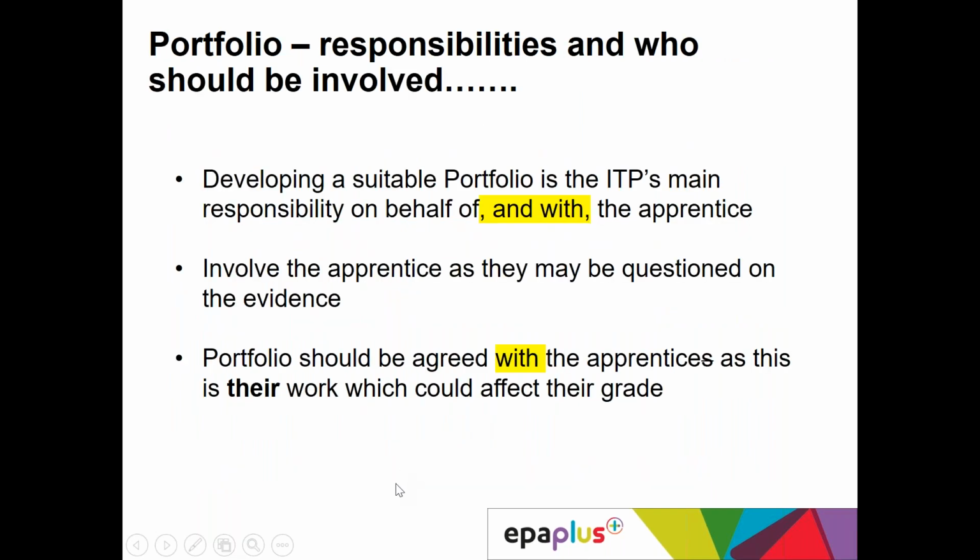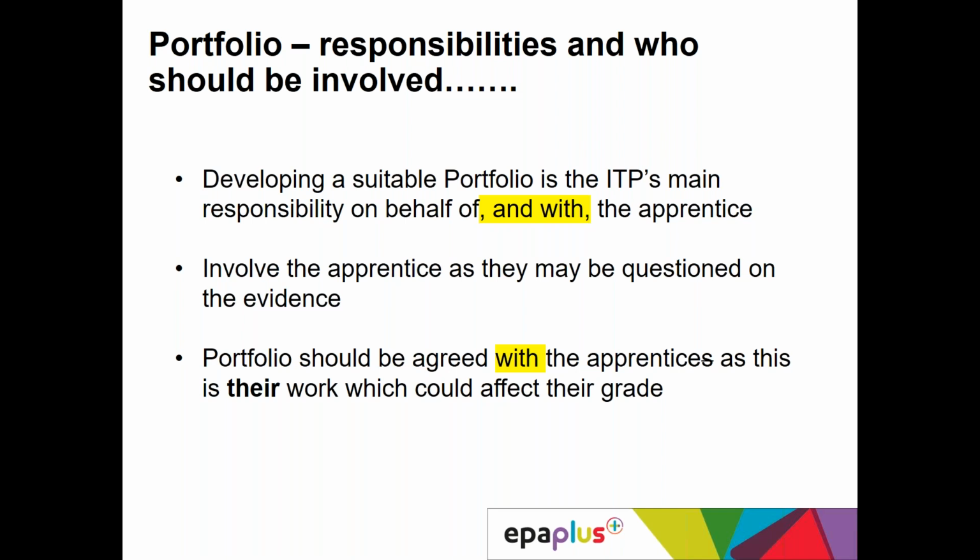Okay, so moving on to the portfolio, the responsibilities and who should be involved. Now, this is a really big thing from my point of view and what we're seeing throughout EPA delivery. So developing a suitable portfolio is the ITP's main responsibility on behalf of and with the apprentice. The second one down, involve the apprentice as they may be questioned on the evidence.